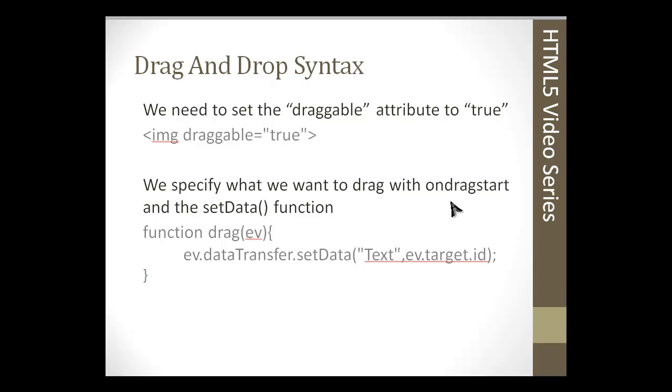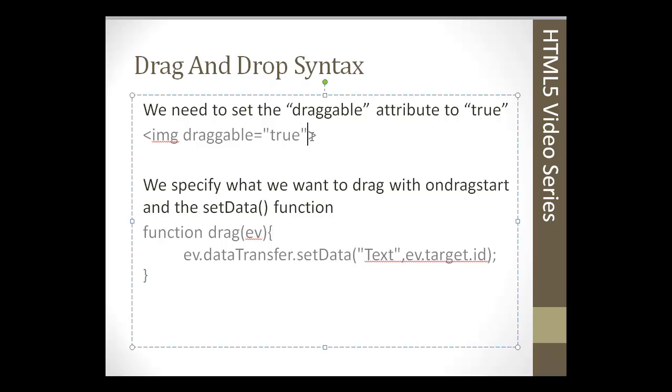So the first thing is that we need to set the draggable attribute to true. So if it's an image that we want to drag, we have to have this attribute and set it to true. Now, obviously, you'd have your source, you type in the link to your image, but we do have to have this attribute. So we made the object draggable. Okay, we made this image draggable.